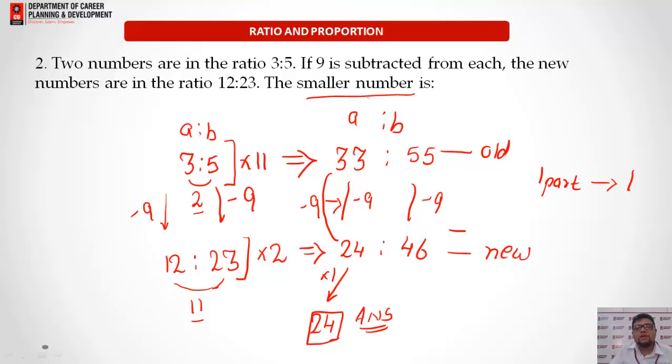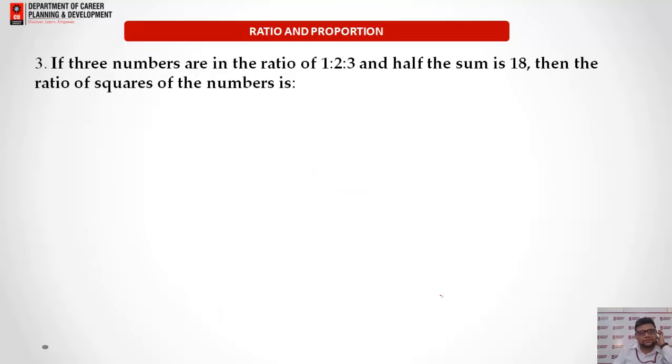If we have to find the new smallest number, it is 24, and the old smallest number is, multiply this by 1, that is 33. If we have to find this greater number, the older greater number is 55, and the new greater number is, multiply this by 1, that is 46. Okay, so this is your second question. Now let us move to the next question.